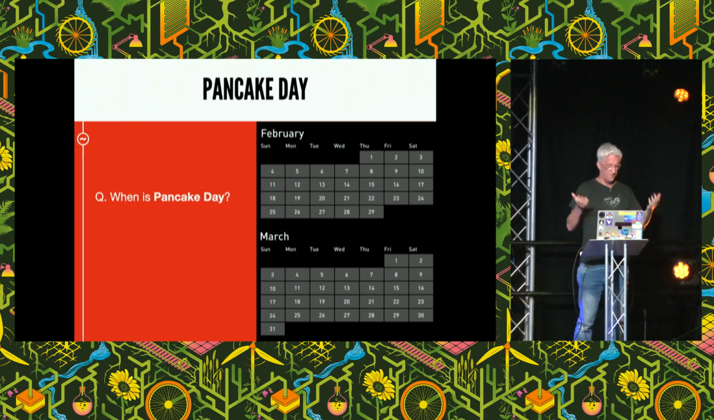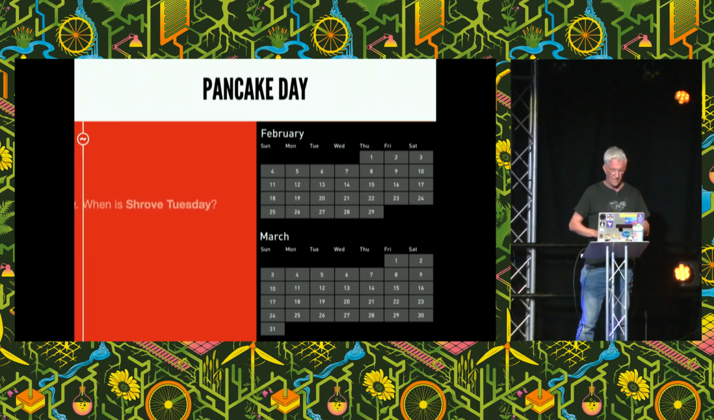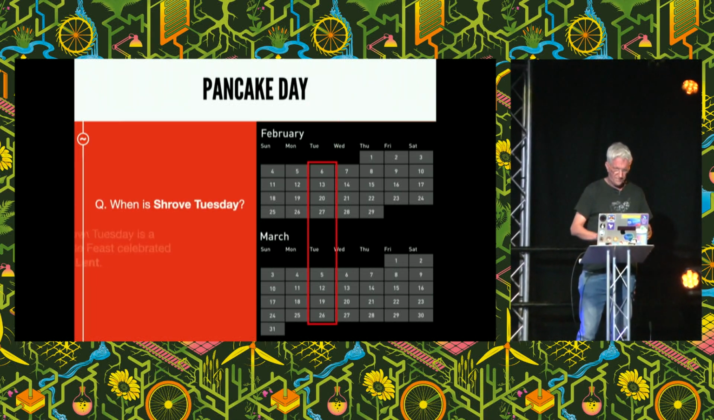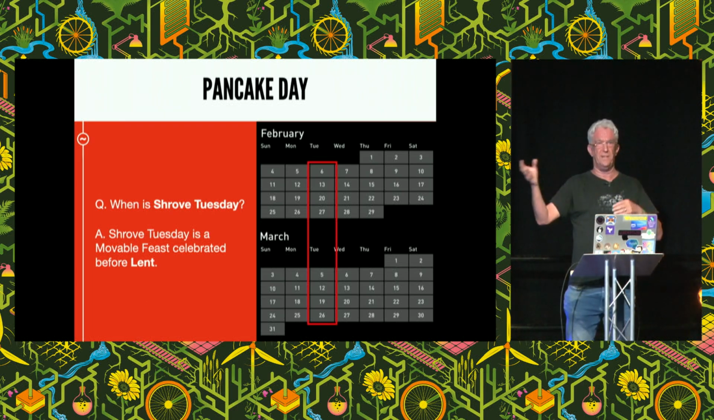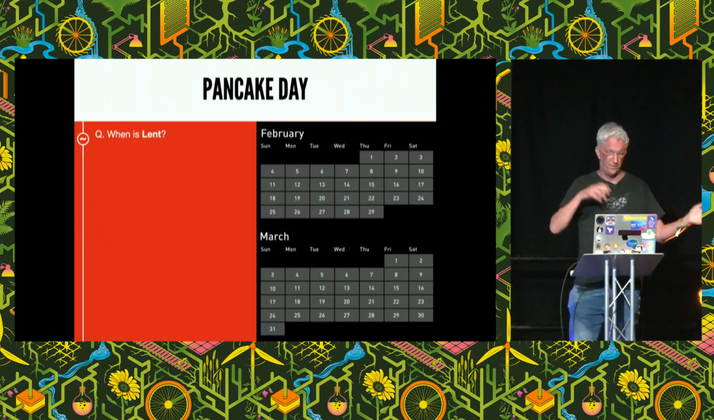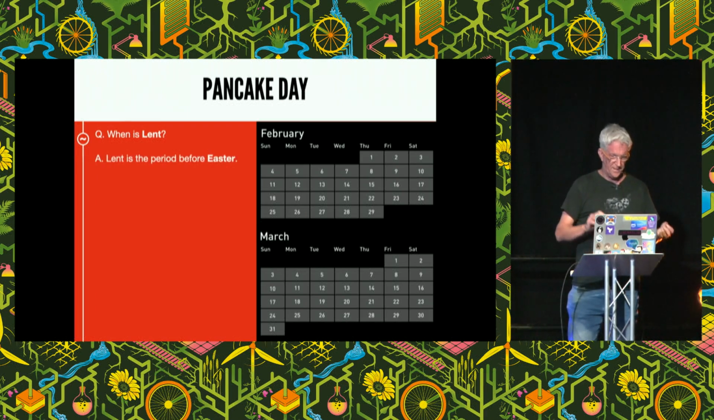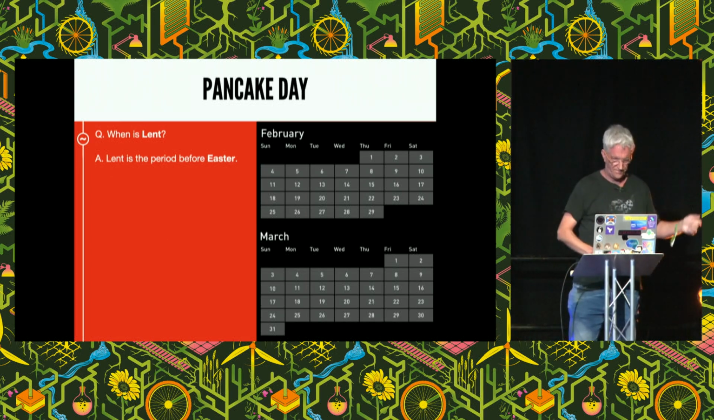So the question, of course, is when is Pancake Day? Pancake Day has several names, but it's Shrove Tuesday, which is great because it means we now know it's on a Tuesday. So we've tightened the search. Shrove Tuesday is a movable feast. A movable feast is anything essentially that is tied to Easter, because Easter moves around the calendar. It's a movable feast celebrated before Lent. So when is Lent? Lent is the period before Easter. So we have Easter, we have Lent, and then we have pancakes.